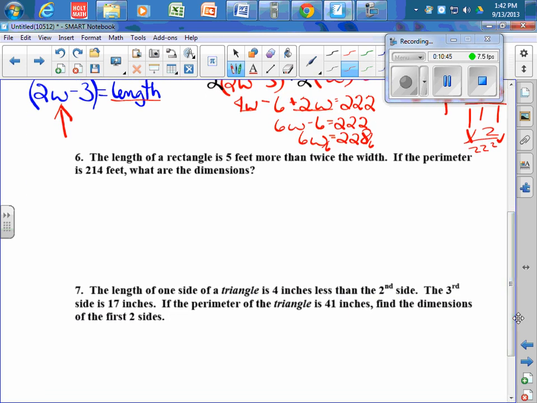Number 6, the length of a rectangle is 5 feet more than twice the width. The perimeter is 214. What are the dimensions? Now, if you want to, you can go ahead and pause the video and see if you can figure this one out on your own. If not, we will keep going.